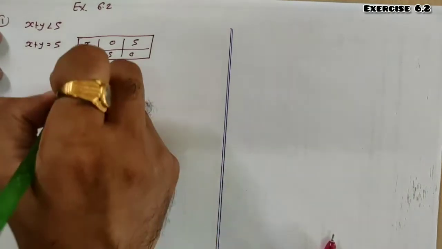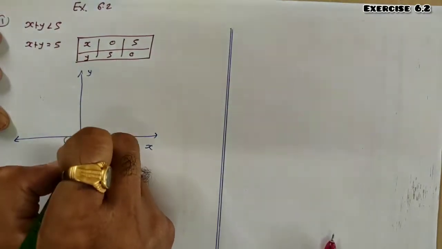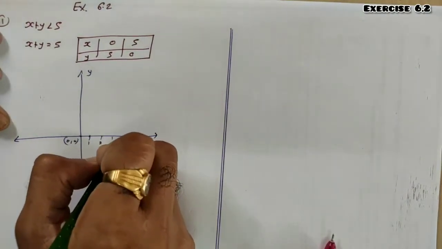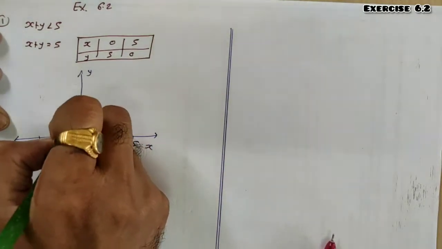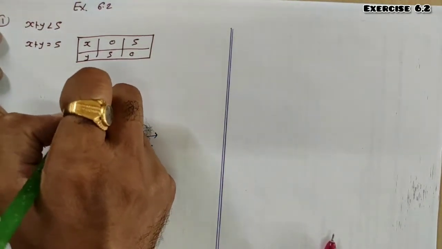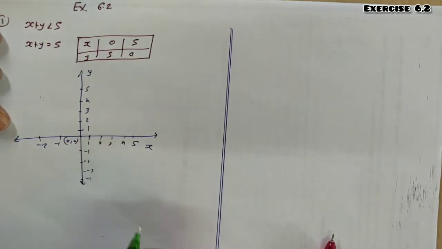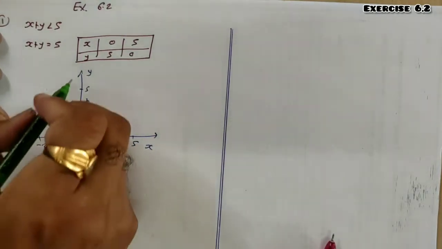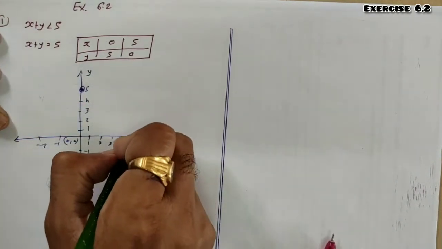This is our x-axis, this is our y-axis, and this is our origin (0, 0). This is 1, 2, 3, 4, 5, minus 1, minus 2. This is 1, 2, 3, 4, 5, minus 1, minus 2, minus 3, minus 4, minus 5. Done? So here points are (0, 5) and (5, 0).